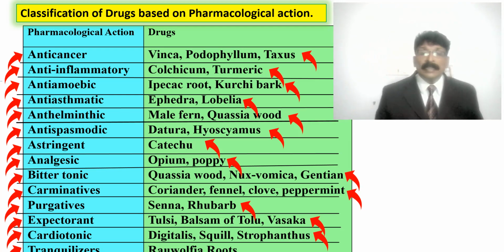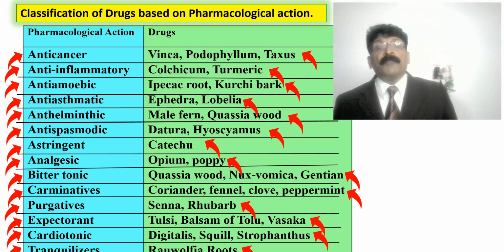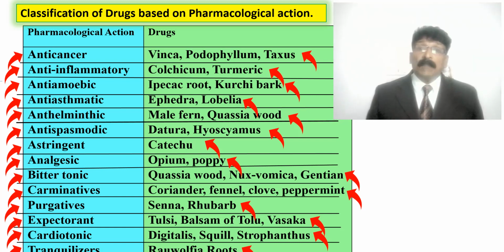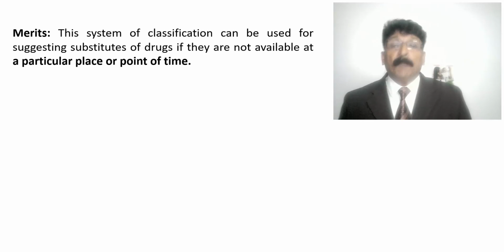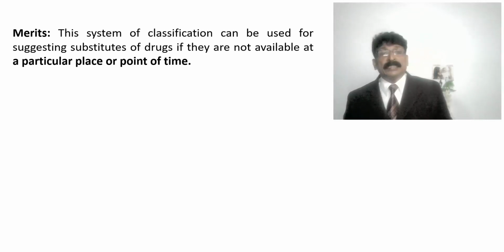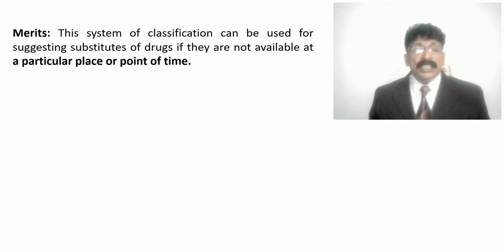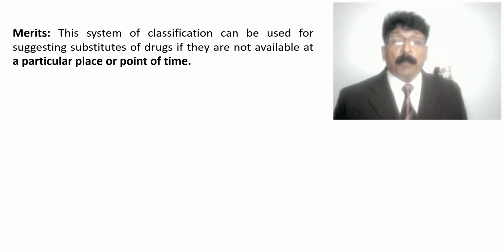Tranquilizers, for example Rauwolfia roots, can be given as an example. This is one type of classification, for which examples have to be specified, the pharmacological classification. Merits of this pharmacological classification: this system can be used for suggesting substituents of a drug if they are not available in a particular place or point of time.